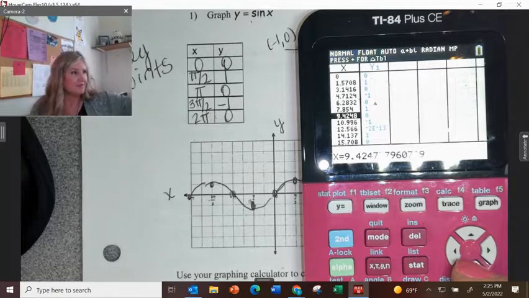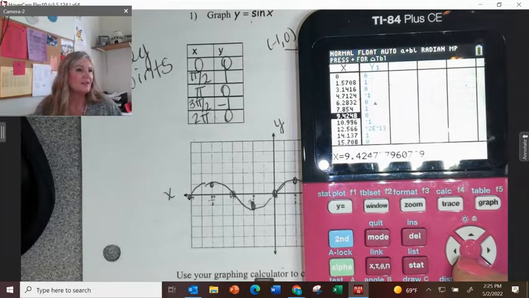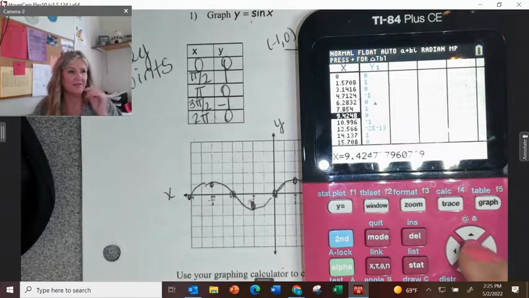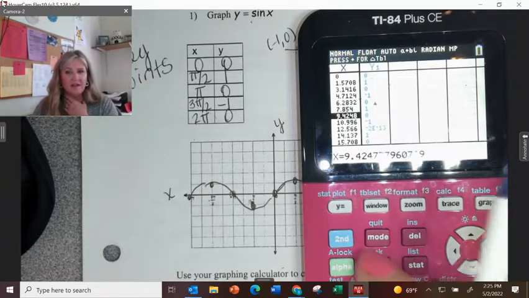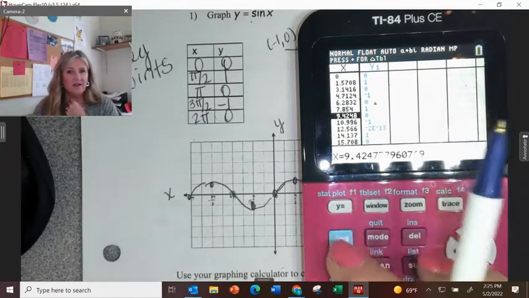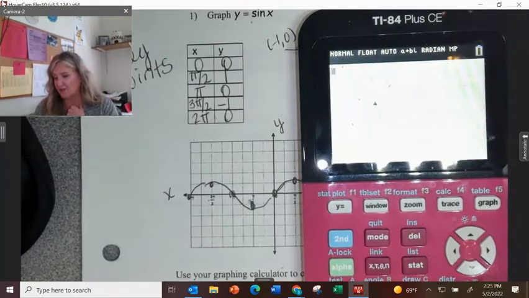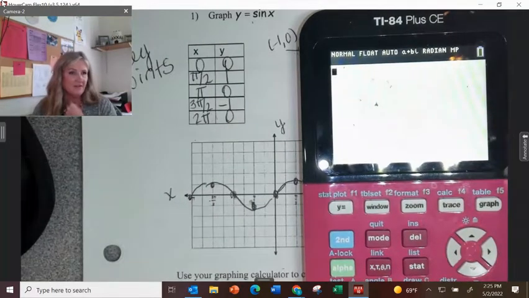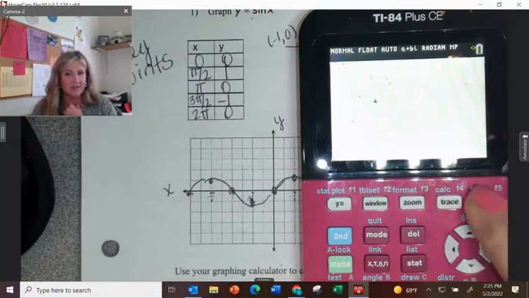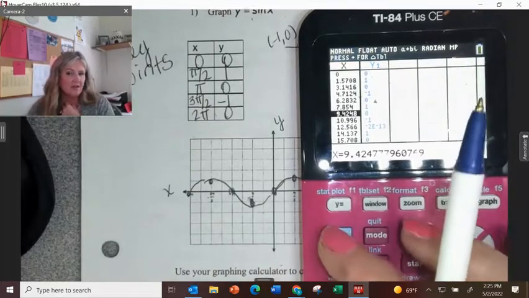Did you guys get it? Raise your hand. Got it? Okay. Does anybody need help? Okay, what do you have going on, Vlad? I got a syntax error when I tried going to the table. Okay, I want you to do a second mode to quit, and I want you to clear everything on your screen. And now go back to table, second graph to table. Do you still get it?